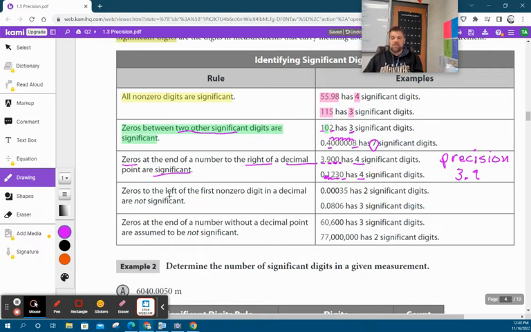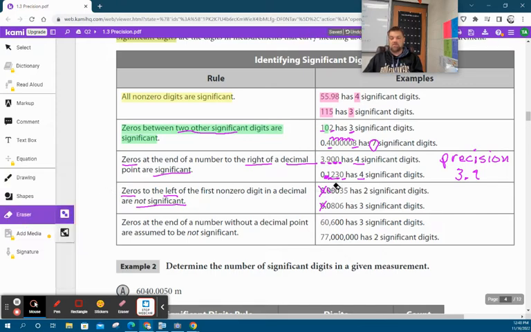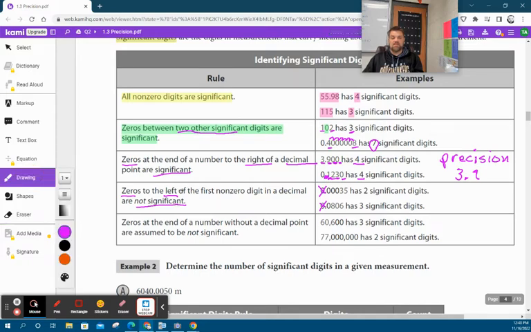Zeros to the left are not significant. So we don't care about this. We don't care about this. We don't care about this. Oh, wait, is that to the right? I got to slow down. Okay. So, wait a second. Let's read this again. Zeros to the left of the first non-zero digit in the decimal are not significant.